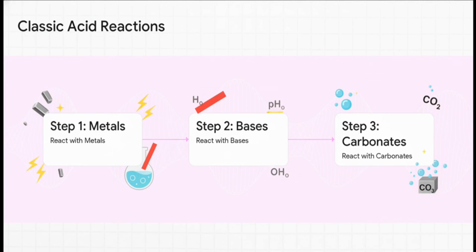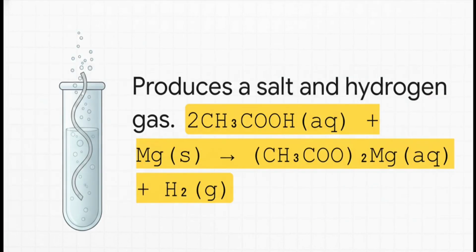But hey, being weak doesn't mean they're boring. They still do the 3 classic acid reactions. And for your exam, you really need to know this playbook by heart. First up, they react with reactive metals like magnesium. This kicks out a salt and hydrogen gas, which you'd see as fizzing, or effervescence. And take a look at the salt's formula. Magnesium forms a 2+ ion, right? So it needs 2 of those ethanoate ions to balance out the charge.